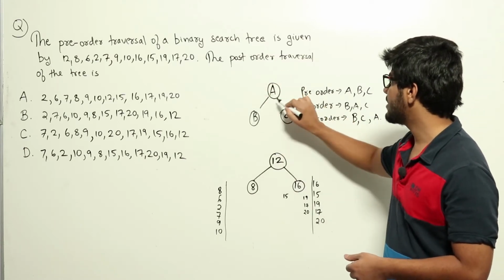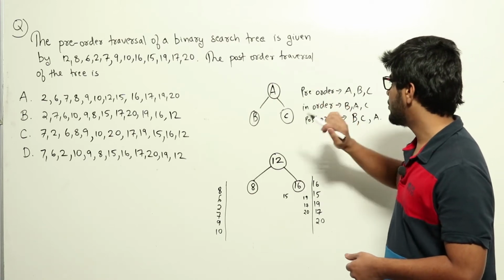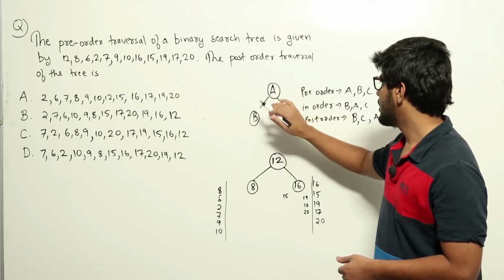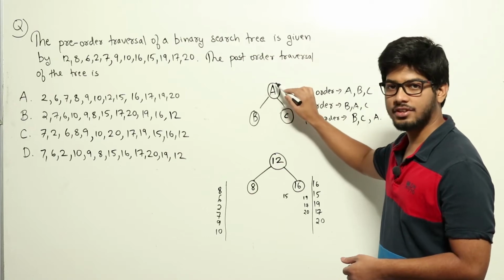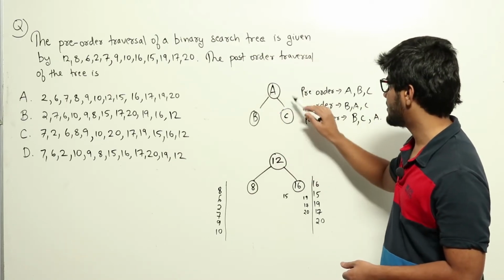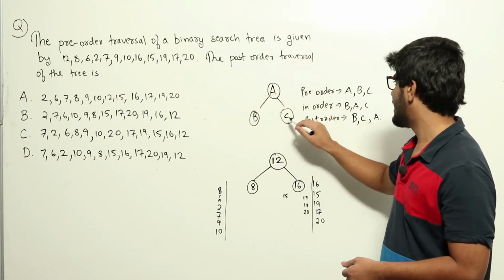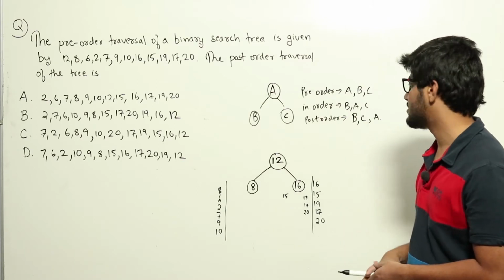If we have a binary tree like this, A, B, C, what the pre-order traversal would do is, it will print the node A first, and then it will traverse the left subtree, and then it will traverse the right subtree. So if the tree is only this much, it will print A first, and then B, and then C. So this is pre-order traversal.